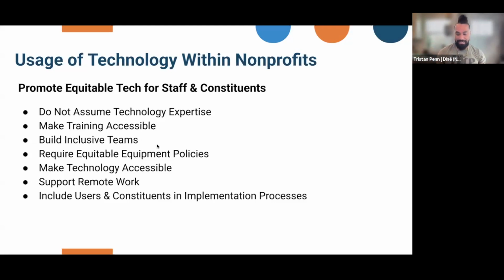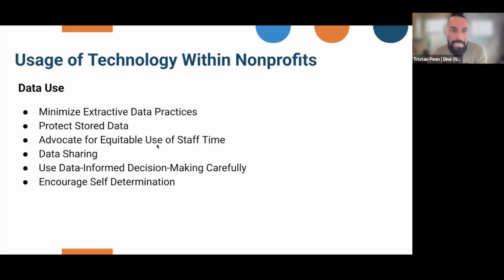Let's move forward. Let's talk about data use, the usage of technology within nonprofits.